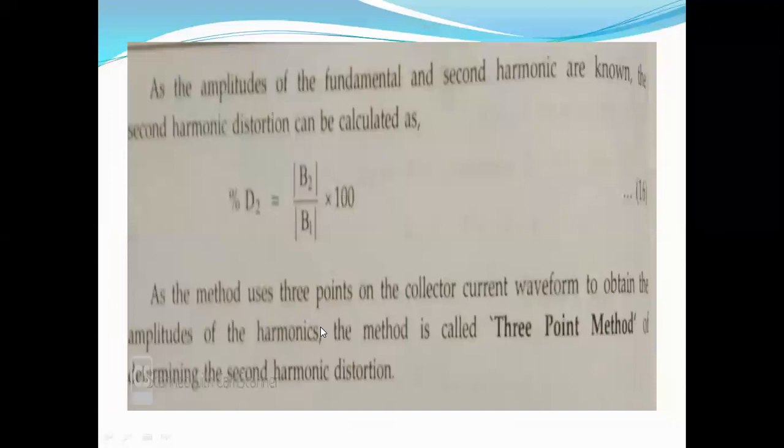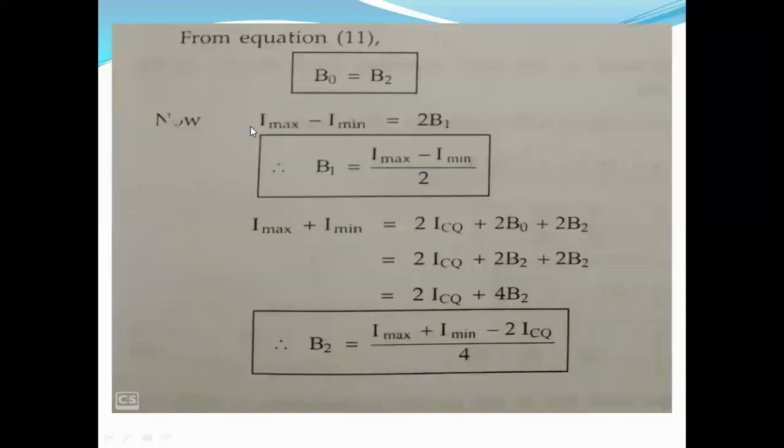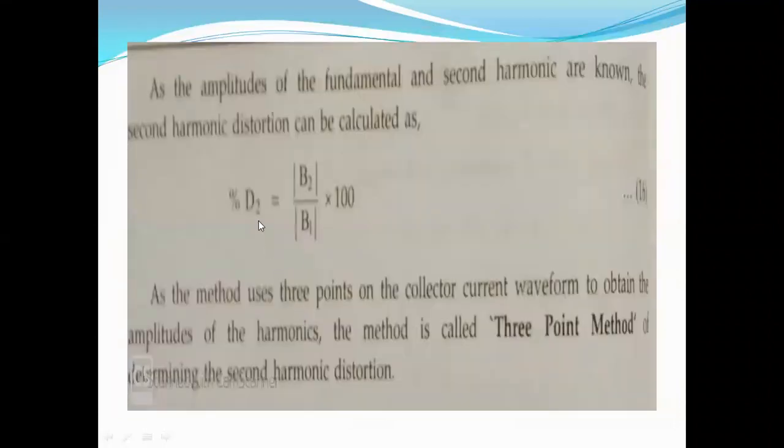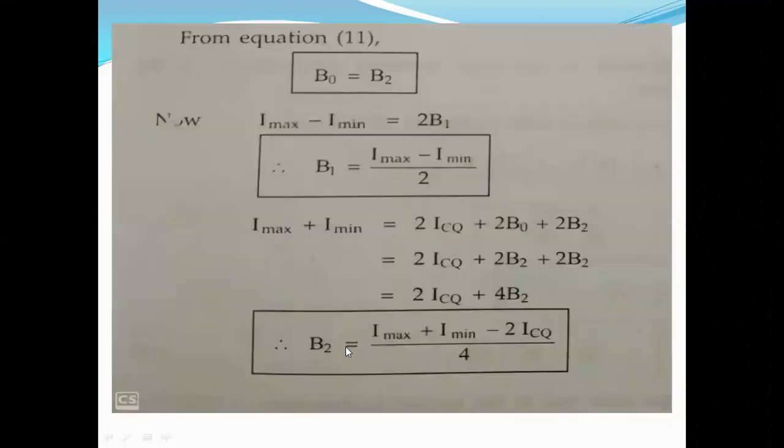And next one, what is distortion? Second harmonic distortion. Here we are finding B0, B1, B2. B0 is DC current, DC component. B1 is fundamental frequency component. B2 is second harmonic frequency component. Okay. So here we should find out the distortion due to this component, due to B2 only.